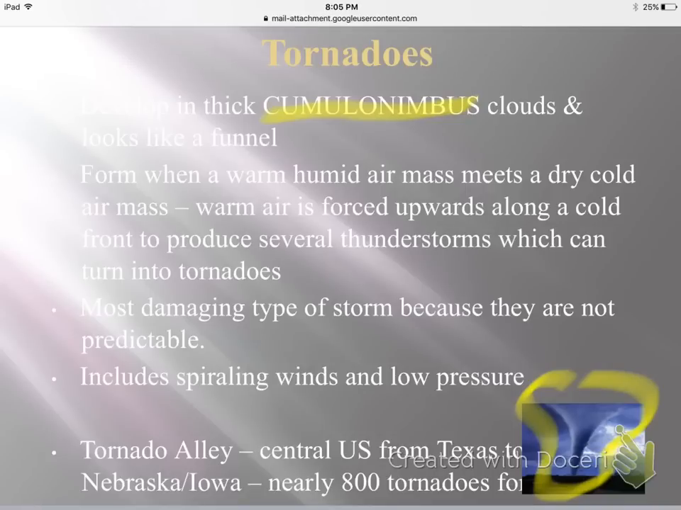can turn into tornadoes. This is the most damaging type of storm because tornadoes aren't as predictable as the other types of storms are. And a characteristic of tornadoes is the spiraling winds that occur, the deep area of low pressure. All of these things are characteristics of a tornado. There is an area of the United States that we call Tornado Alley because they see tons of tornadoes, and this is from the central United States, from Texas, kind of towards the Nebraska-Iowa area, and they see nearly 800 tornadoes. It's ridiculous.